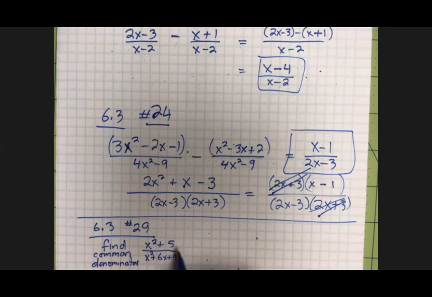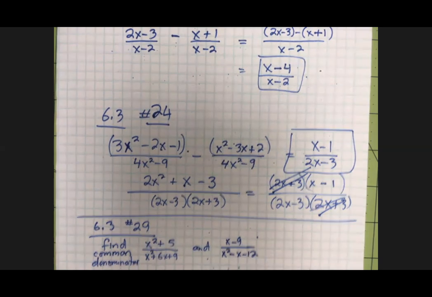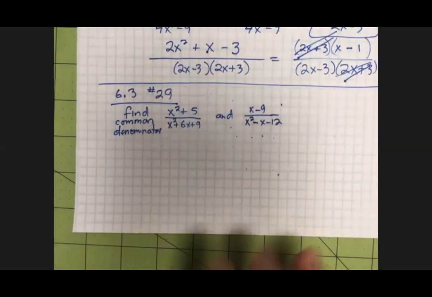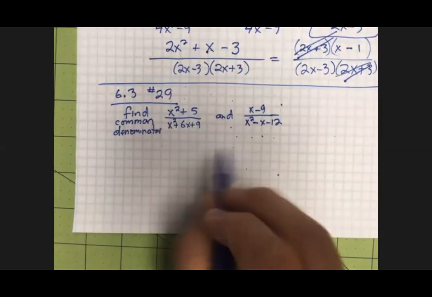So he gives you two fractions in number 29. x squared over x squared plus 6x plus 9 and x minus 9 over x squared minus x minus 12. Can you find a common denominator? Oh, excuse me, I have to move the paper up. And the technique is factoring.